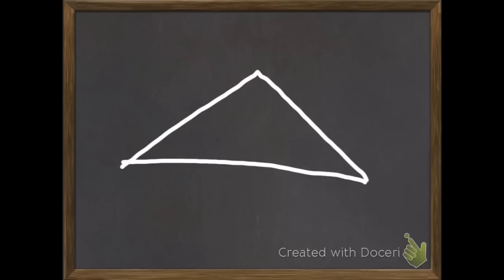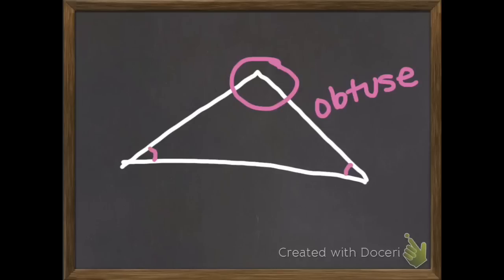So we can see here that these 2 angles are acute, but when I look at this angle here, this is an obtuse angle. It's larger than 90 degrees. And so I simply call this triangle an obtuse triangle. So anytime a triangle has one obtuse angle, we call it an obtuse triangle.